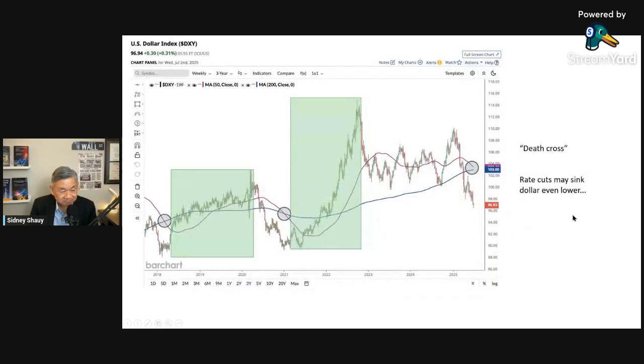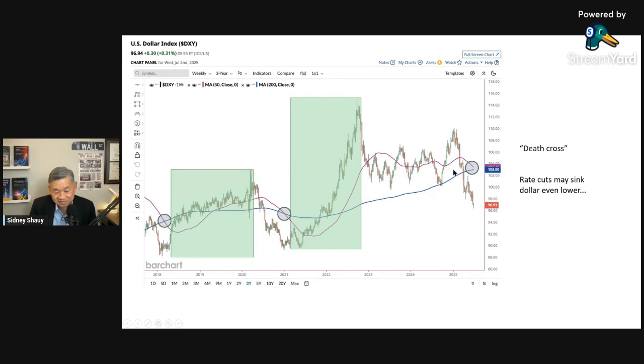Lastly, about the U.S. dollar. The U.S. dollar has been under a lot of pressure, especially from Liberation Day onwards. Now we are reaching a possible death cross.